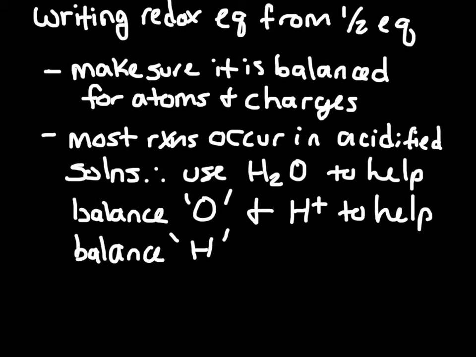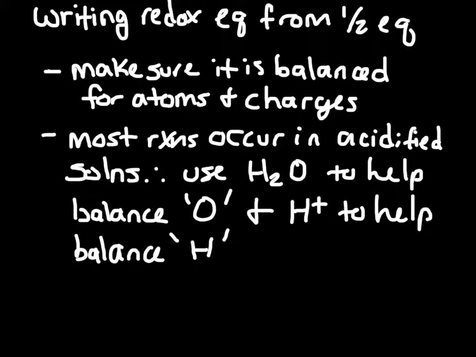Now, writing half equations is relatively simple as long as you can assign oxidation values appropriately and determine that the same number of electrons are being transferred on either side of the reaction. However, writing the redox equation from its associated half equations is a little more complicated and has multiple steps. During this process, we're going to make sure that the redox equation is balanced for all of its atoms and charges.